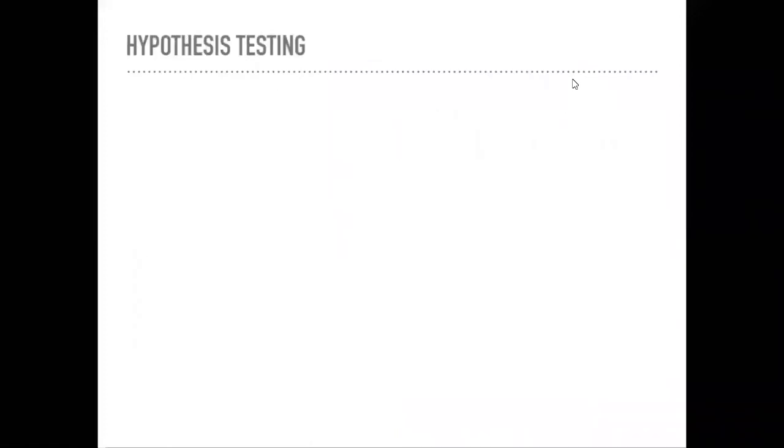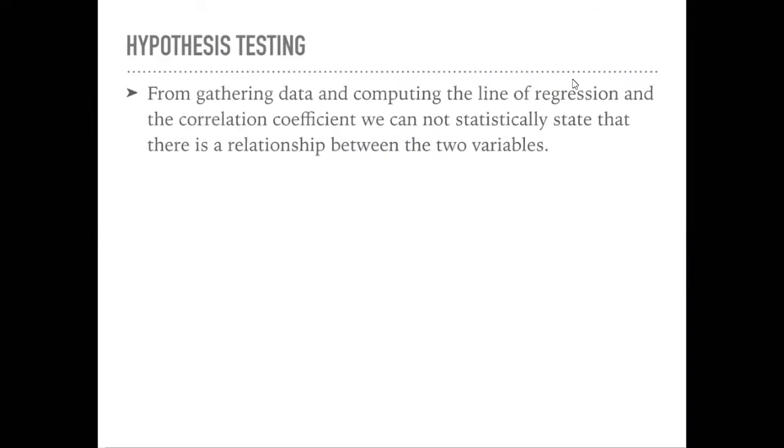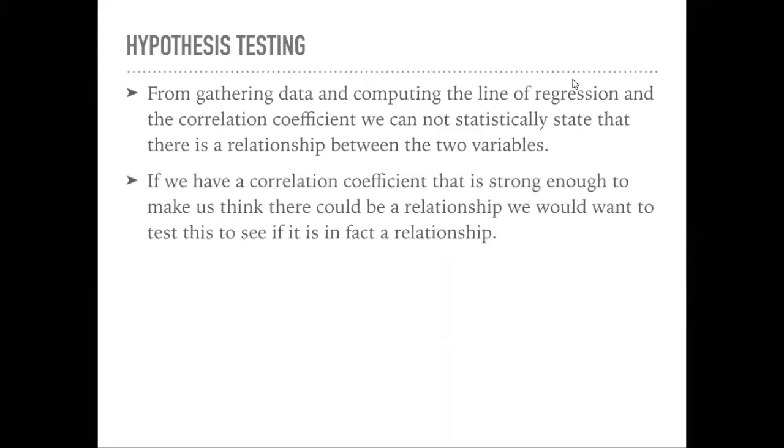So let's actually talk about the hypothesis testing to determine if we have a strong linear relationship or not. From gathering data and computing the line of regression and the correlation coefficient, we can say how strong it is, but not if there's an actual relationship. We can say it looks like there's a strong relationship, but we have to do a test to actually state that there is one. If the correlation coefficient is strong enough that makes us think there could be a relationship, we would probably want to test and see if that's true. So we need to know how to do tests on correlation coefficients.